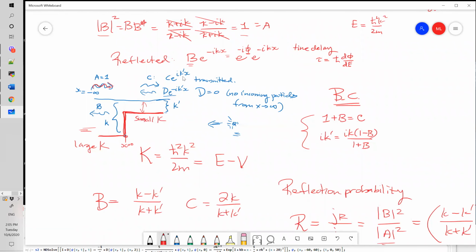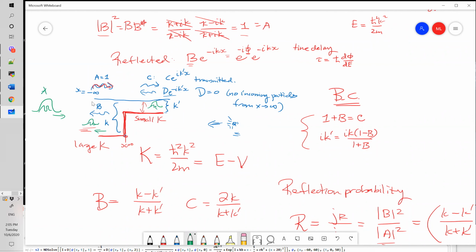Yeah, that's right. Thanks, Sean. So C is the transmitted part. That's what gets past this barrier, and D we set to 0 because we don't want any source of particles out here. We're imagining shooting a particle. The real thing is you have a wave packet out here, you shoot it in, and some portion of it will get transmitted and another portion will get reflected.